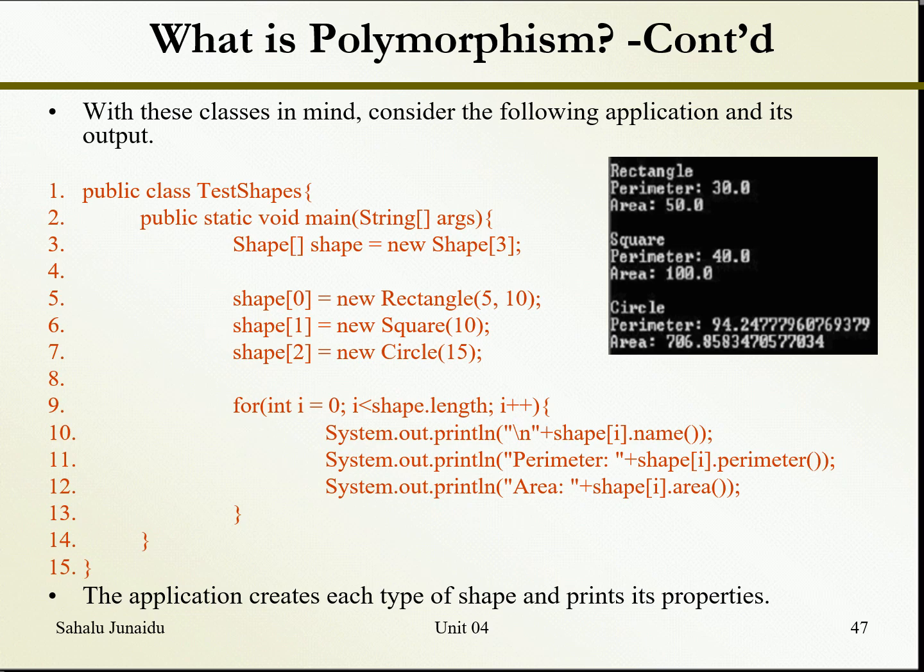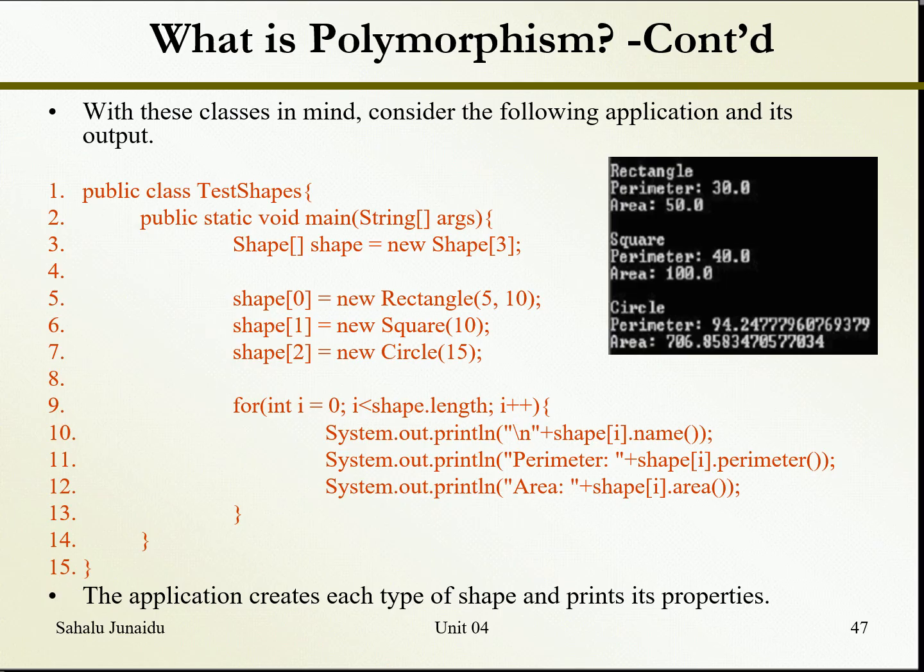Okay. So shape.length is the number of elements in the array. In this case, we have 3. So if we say i less than shape.length and the length is 3, I will stop at 2. So this will start from 0 through 2, and the increment is 1.